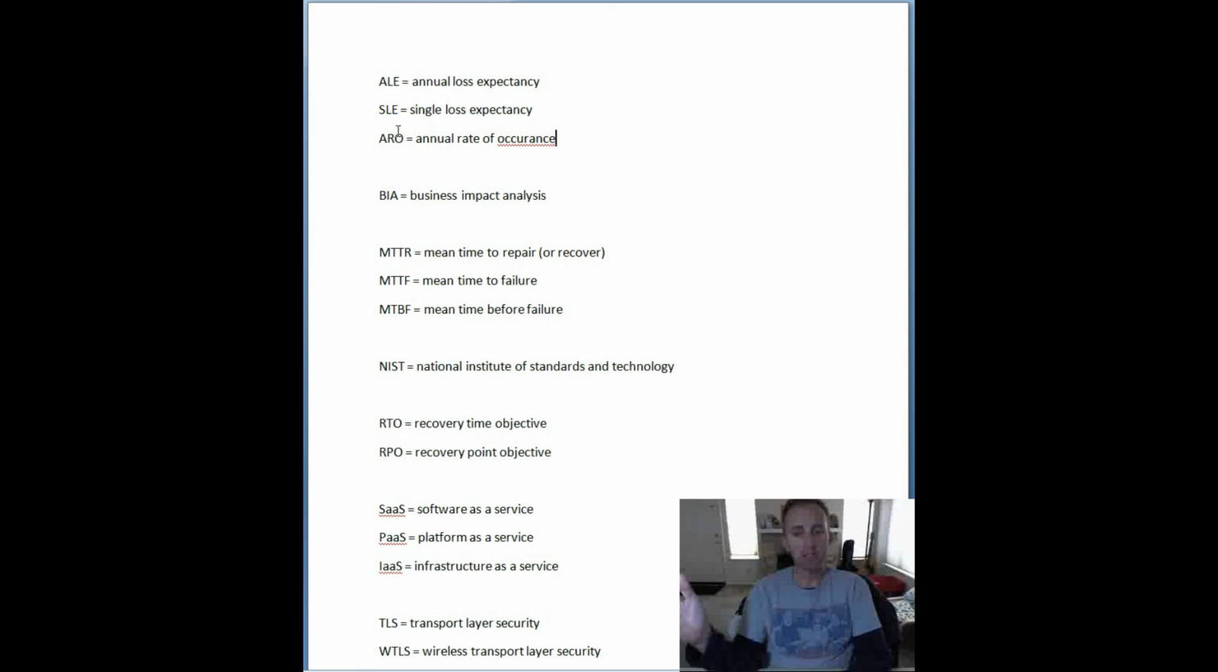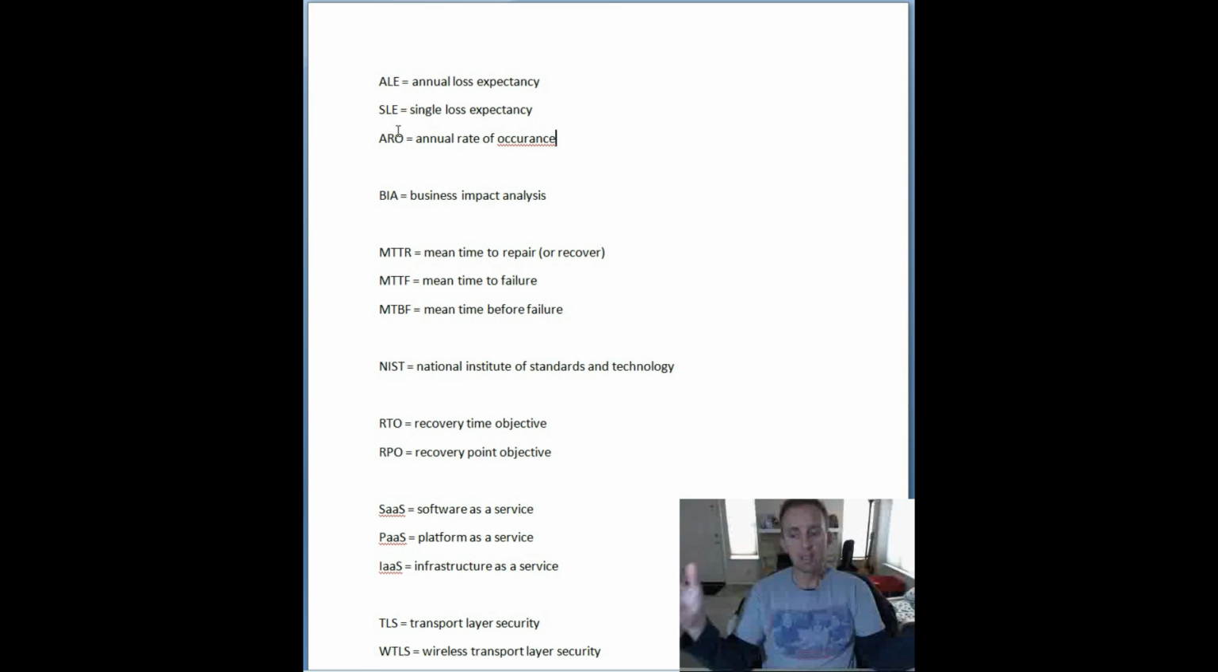This is how you determine the loss that will be incurred. If, say, a server crashes, you determine how much money it is worth or how much money it's making you, and a single loss expectancy is how much money you would lose if that server went down one time. Then you can take its ARO, how many times a year it might crash, and you combine those two to get the annual loss expectancy. That's how much money in all you would lose in 1 year.